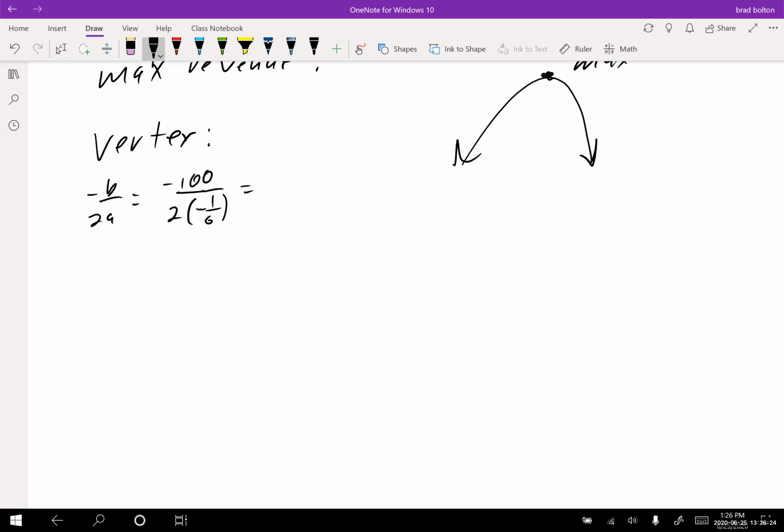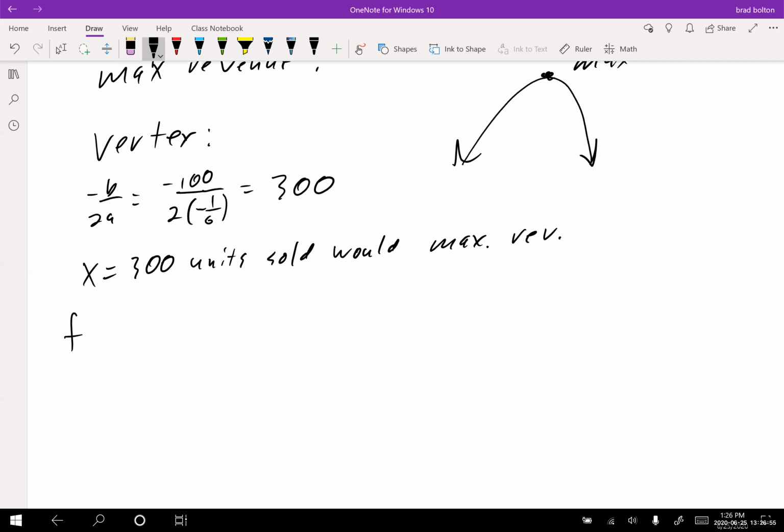So now we're just gonna hit enter on our calculator. We're gonna do 50 divided by, parentheses, 1 divided by 6. So we get 300, okay? So that means that x equals 300 units sold would maximize revenue, okay? And then what would the max revenue be?